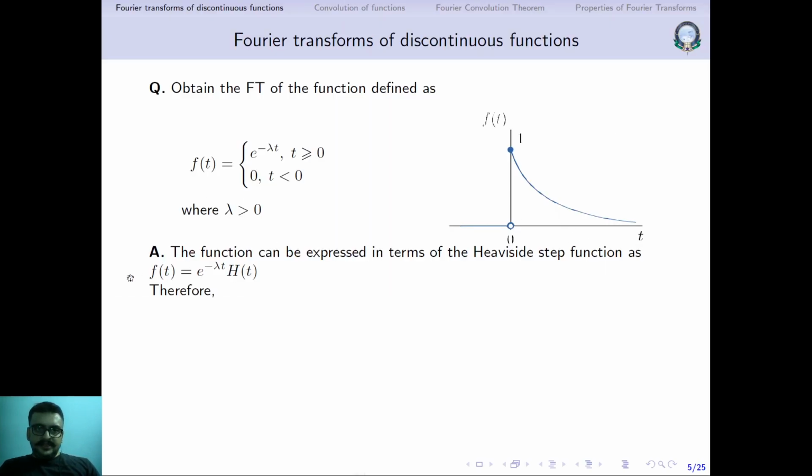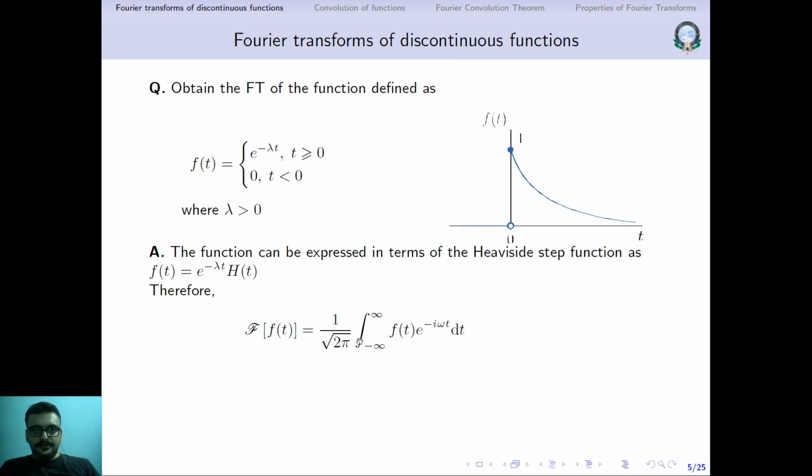We express this function in terms of the Heaviside step function as e to the power minus lambda t times h of t, because h of t for negative values of t will be 0, and for positive values of t it will be 1. So all you have to do is multiply that with e to the power minus lambda t. That will ensure that it takes the value e to the power minus lambda t for positive values of t, and it takes the value 0 for negative values of t. So once we have this, it's fairly straightforward. You just need to find the Fourier transform of this.